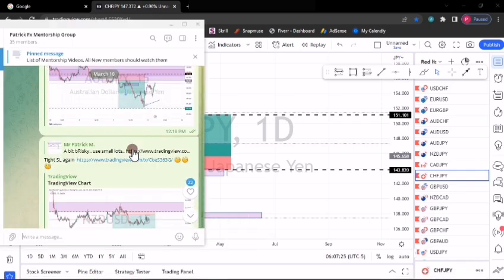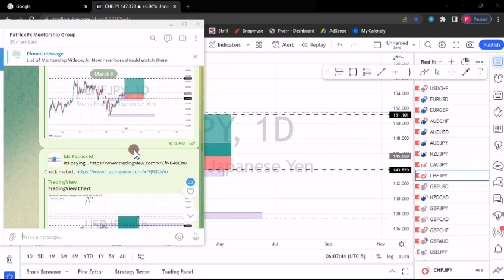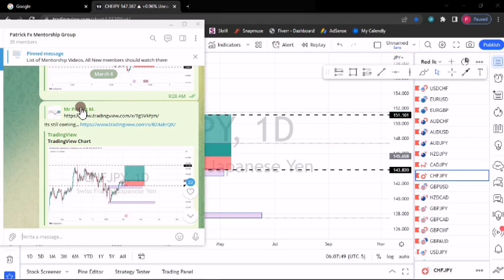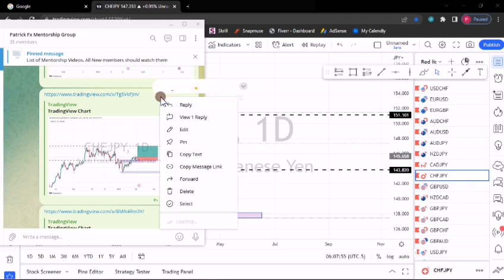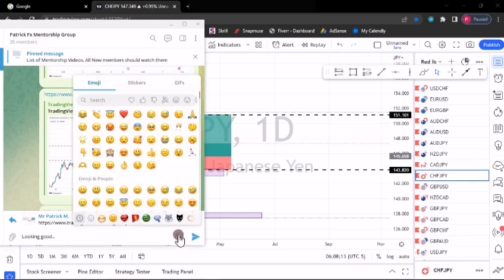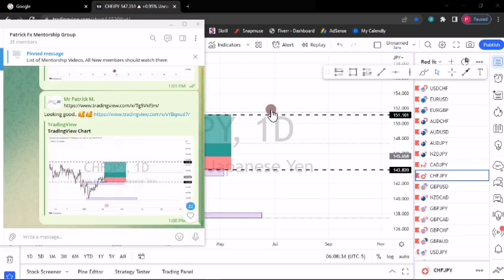It's CHFJPY. Where did we have CHFJPY? Right here. It began right. This was the signal. Looking good. Let me just put a smiling face. Okay, looking good.